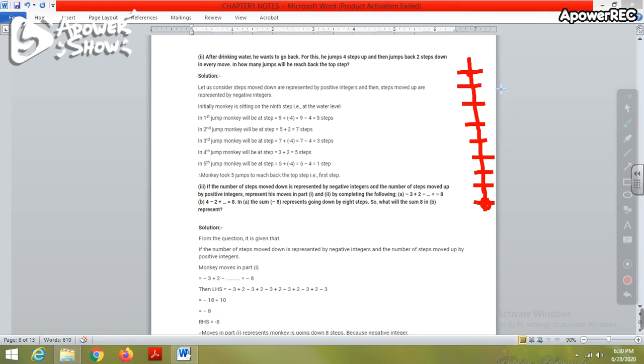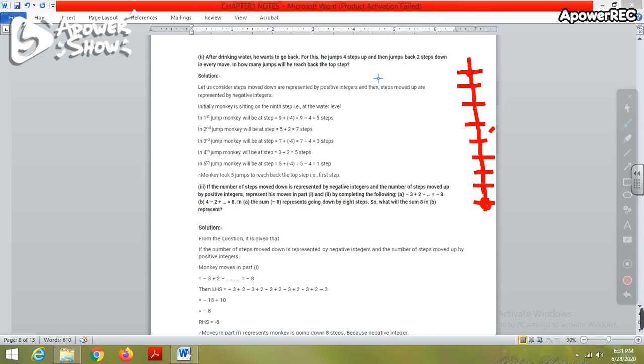In the first case we see that the downward movement of the monkey is represented by a positive integer, or you can say whenever the monkey is jumping downward, then you are adding those steps, and whenever he is moving upward, you are subtracting those steps. So similarly in this case the monkey is moving 4 steps upward. So if he is moving 4 steps upward, then we have to subtract those steps, and if he is moving 2 steps downward, then we have to add those steps.